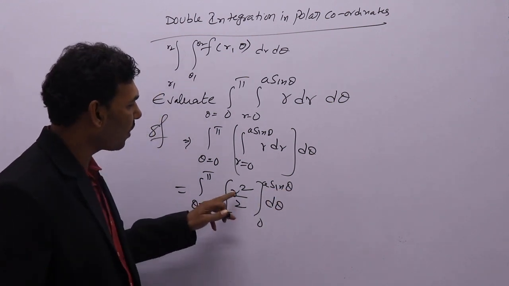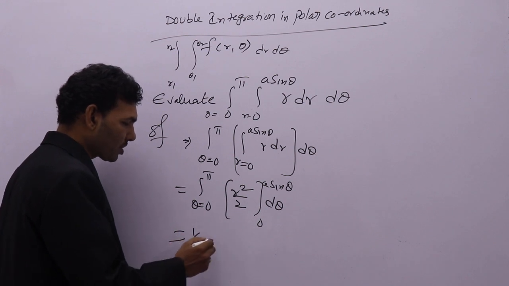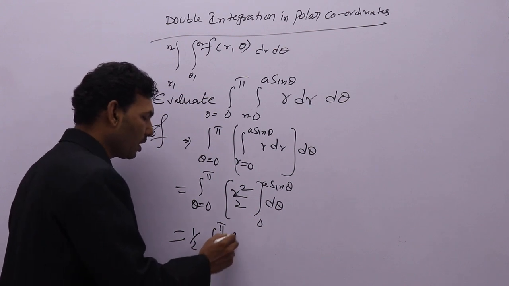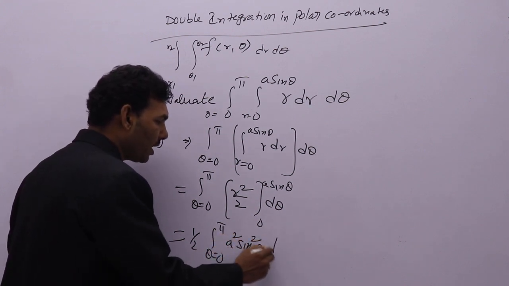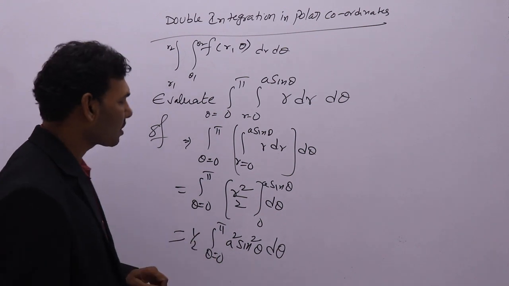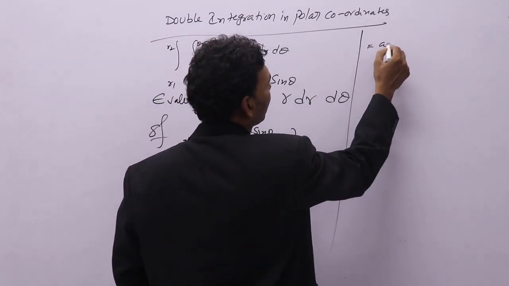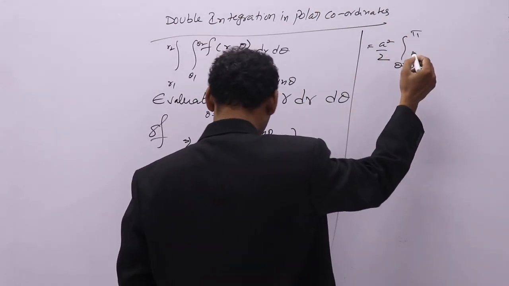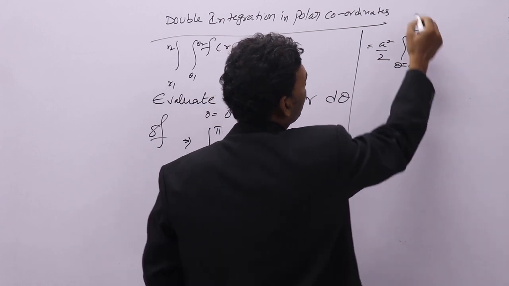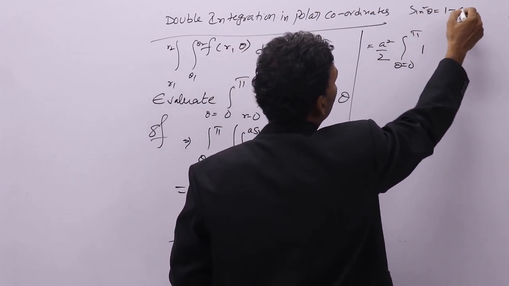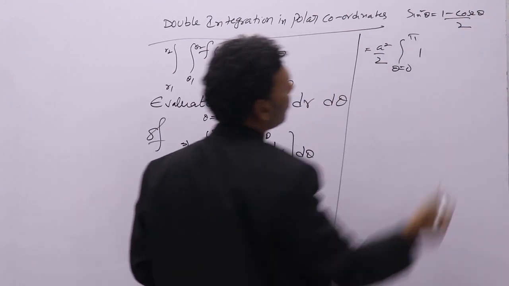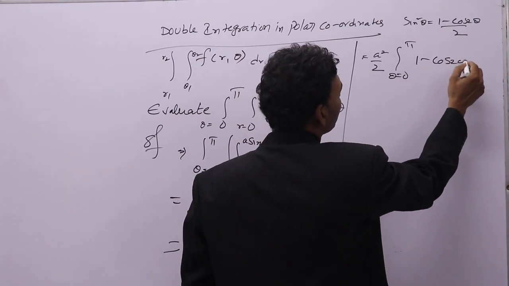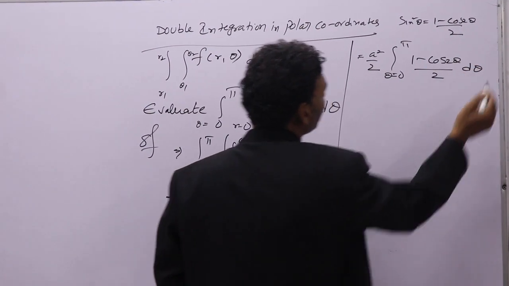Now write a in the place of r, take 1 by 2 out as a constant, theta equal to 0 to pi. Write a sin theta in the place of r: a square sin square theta d theta. So a square is constant, a square by 2, integral theta equal to 0 to pi of sin square theta. You know sin square theta is 1 minus cos 2 theta by 2, the sin square theta formula. That's why I am writing here 1 minus cos 2 theta by 2 d theta.